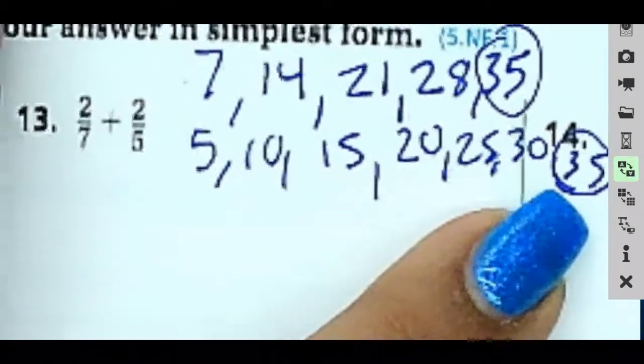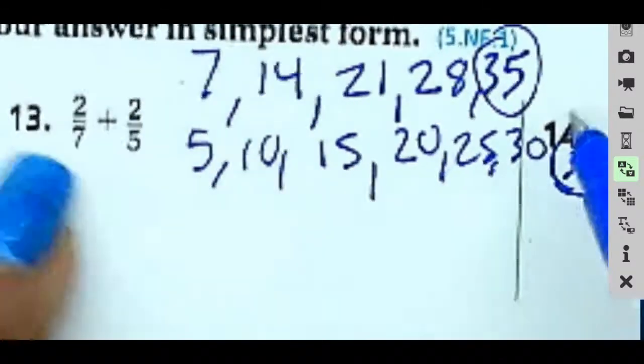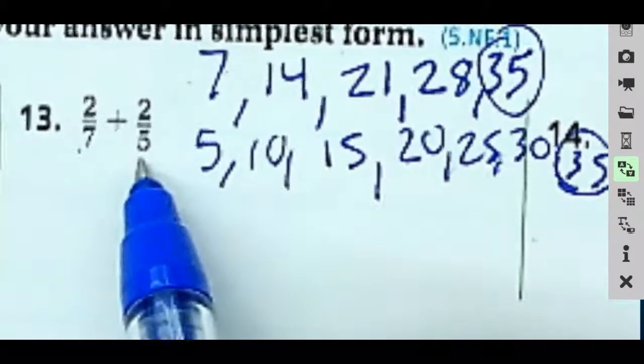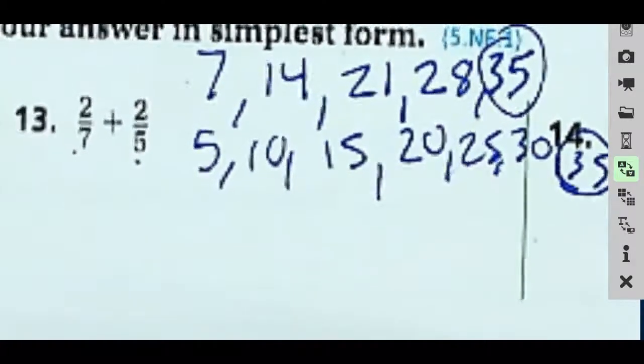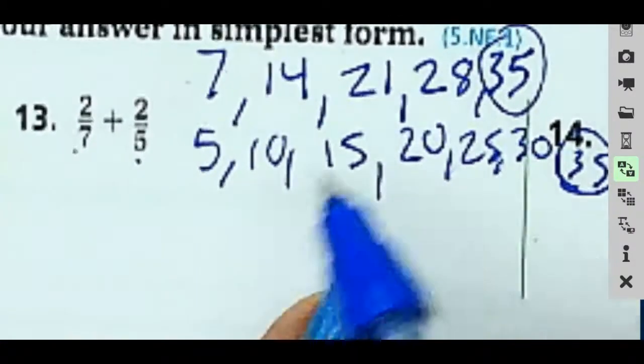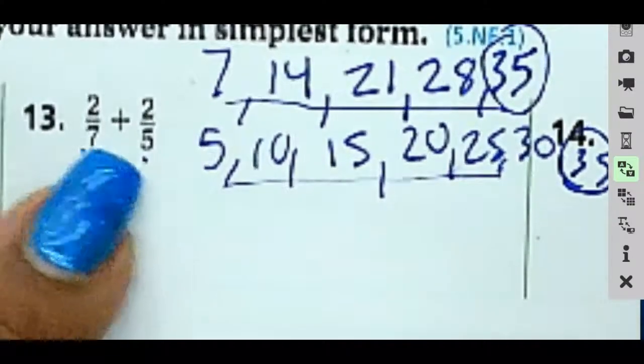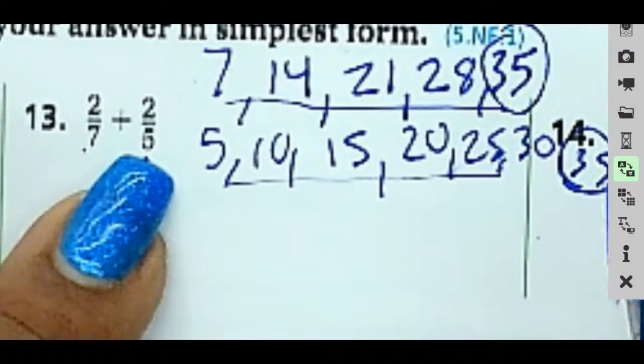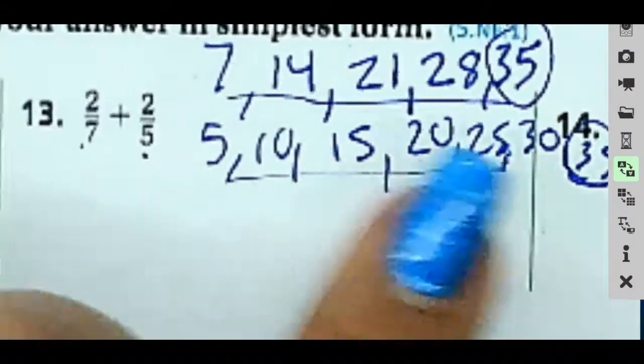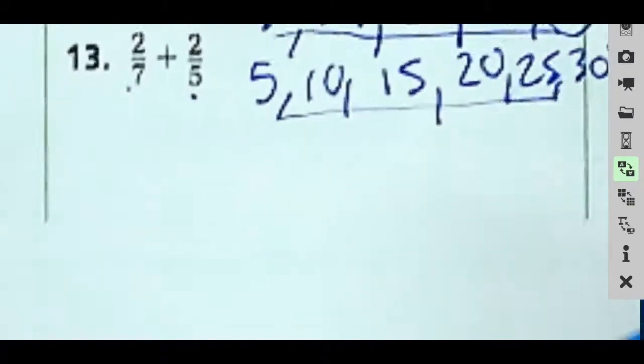Okay, I found it. If you're having trouble and you say, I can't find it, well, you can also multiply the denominators. 7 times 5 is 35. But I want you to do this first because you want to get your least common denominator. And when you multiply the denominators, it doesn't give you the least all the time. In this case, it would, but that doesn't happen always.